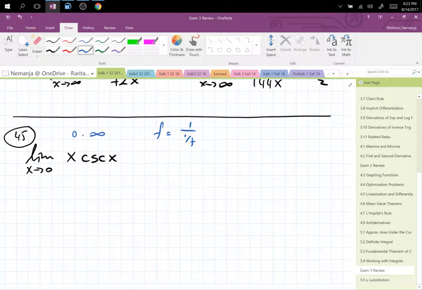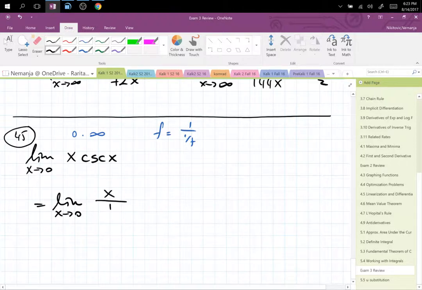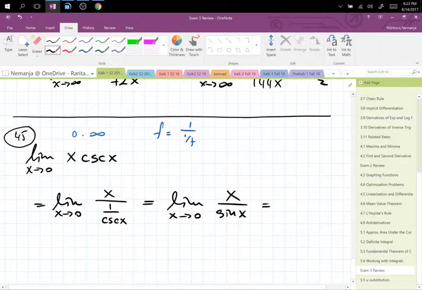So we are first going to transform this limit, as x goes to 0, into x over 1 over cosecant x. But you know what 1 over cosecant x is, right? Sine. So then sine of 0 is 0. So now you have 0 over 0.